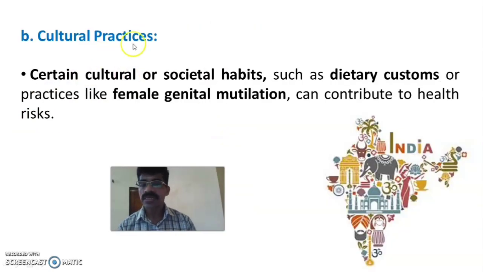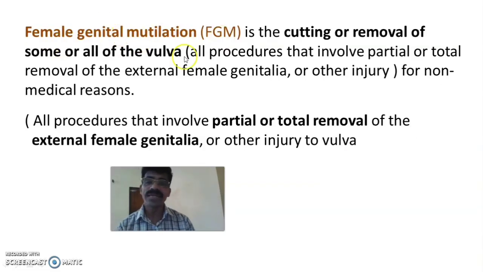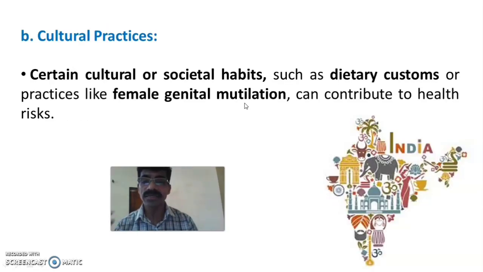The second sub-factor is cultural practices and behavior of the persons. Certain cultural or societal habits, such as dietary customs and female genital mutilation. Female genital mutilation, FGM, is the cutting or removing of some or all parts of the vulva. It involves partial or total removal of the external female genitalia. It's a cultural practice in certain communities. Also bad cultural practices, unscientific cultural practices and societal habits of the people can all lead to or contribute to various illnesses or diseases.